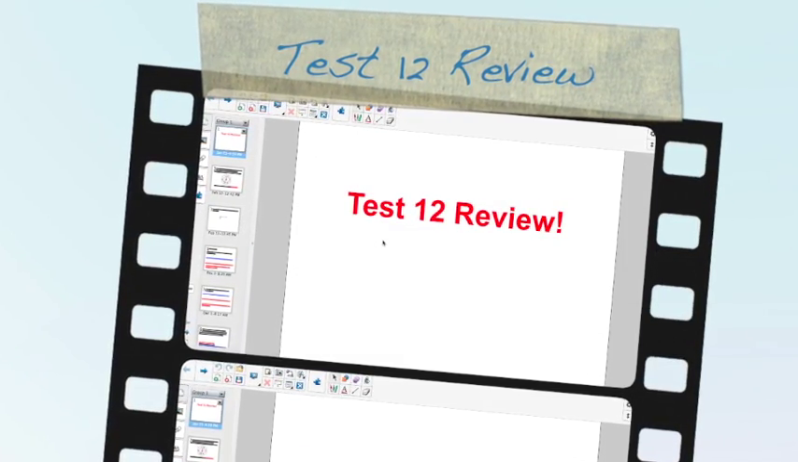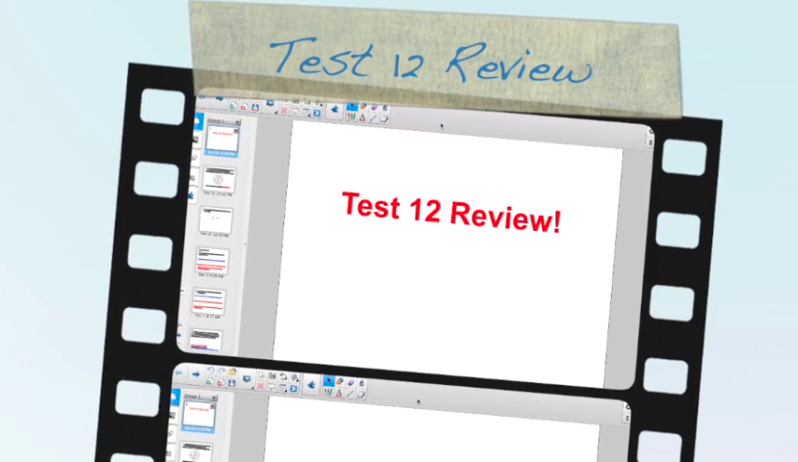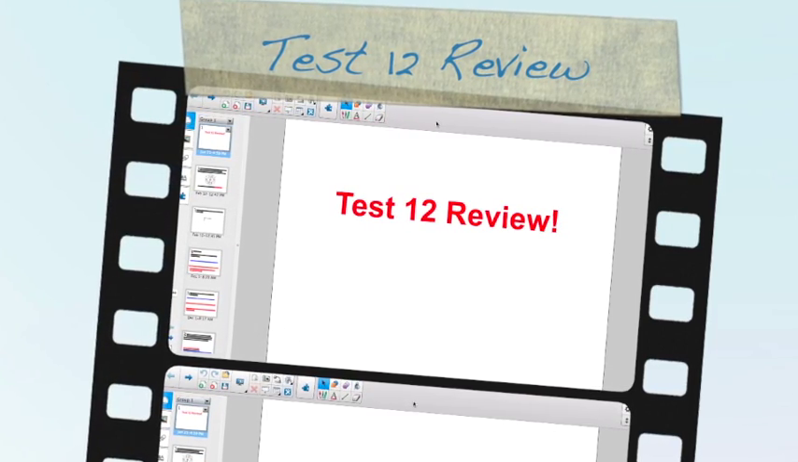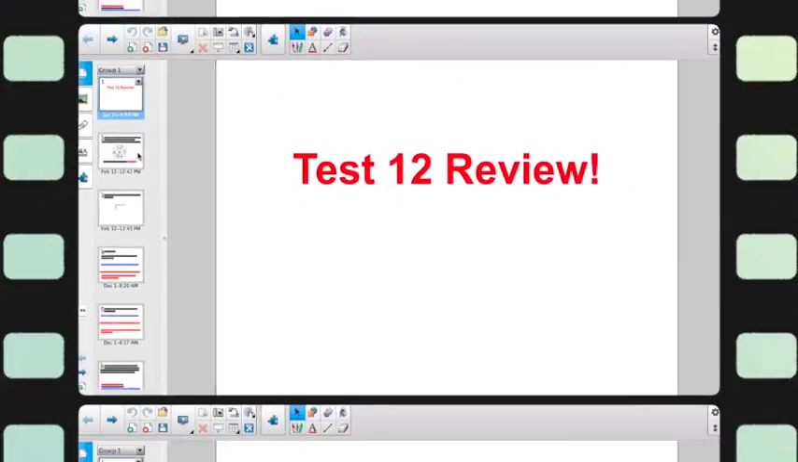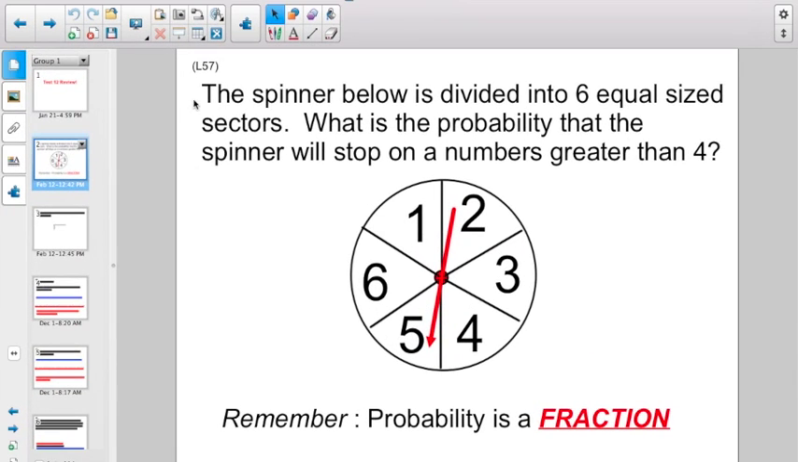Get ready to go slow, go careful, and break out those math rockstar moves. We are getting ready for test 12. So let's check out the test 12 review. So one coming at us from lesson 57.